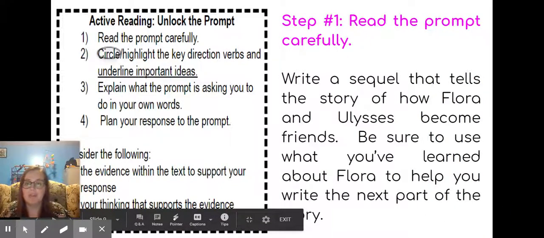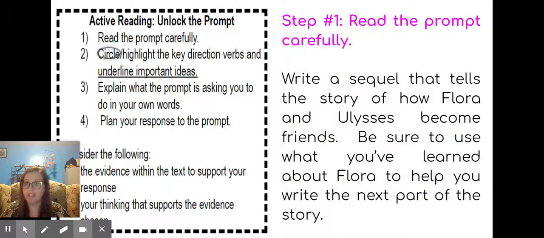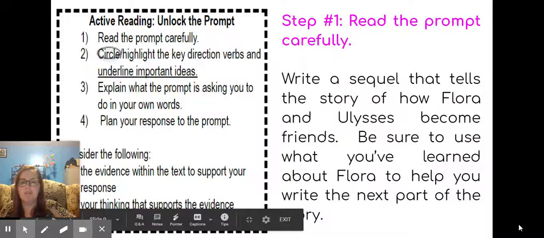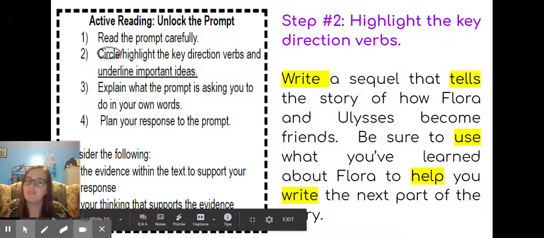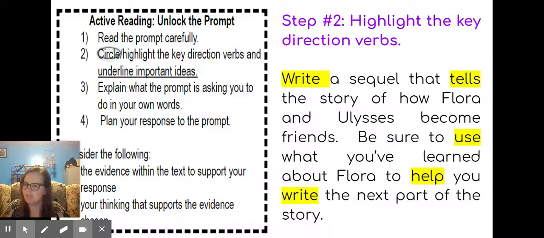Step number 2, we need to highlight or circle the key direction verbs. So step 2, highlight the key direction verbs. So remember, verbs are things that we can do: activities, actions, movement. And so verbs could be talking, writing, running, playing. And so when we read through our prompt, we find that we have quite a few verbs. We have write, tells, use, help, and then write again.